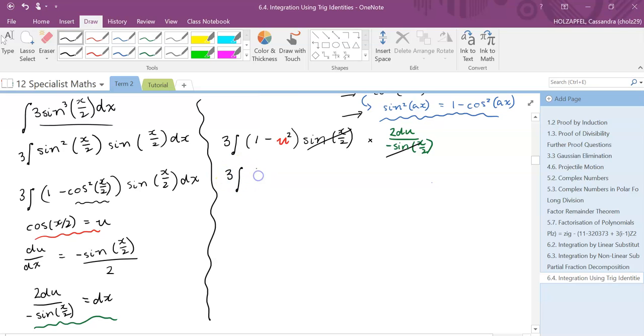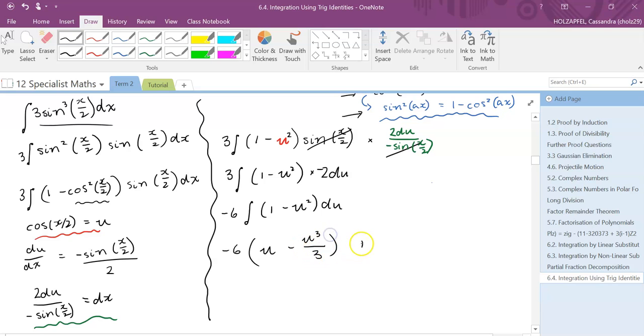So we've got 3 lots of 1 minus u squared multiplied by negative 2 du. And again, I'll just pop this negative value out the front here. So I've got negative 6 lots of the integral of 1 minus u squared du. And this is now going to be a nice, simple function that we can integrate. So we're going to have negative 6 lots, and since we're integrating with respect to u here, negative 6 lots of u minus u to the power of 3 over 3 plus c.